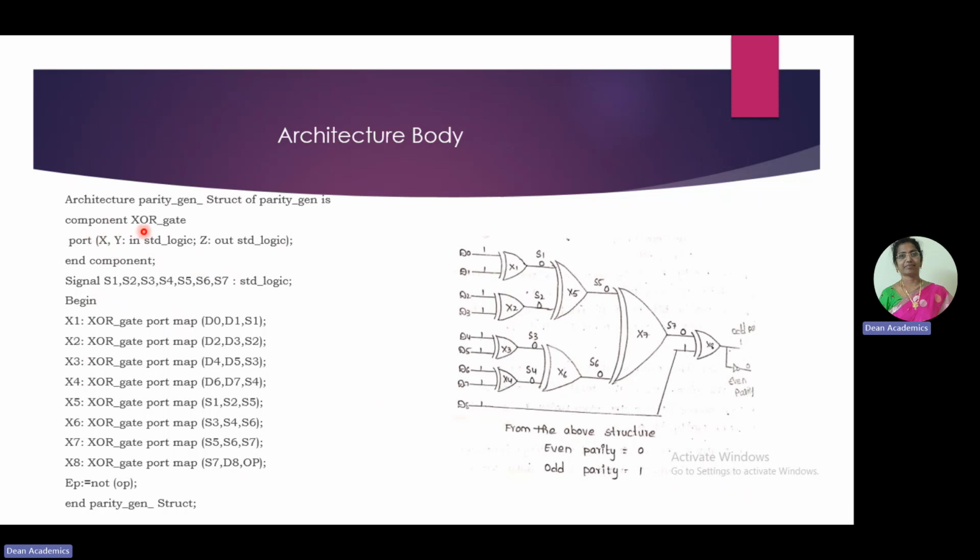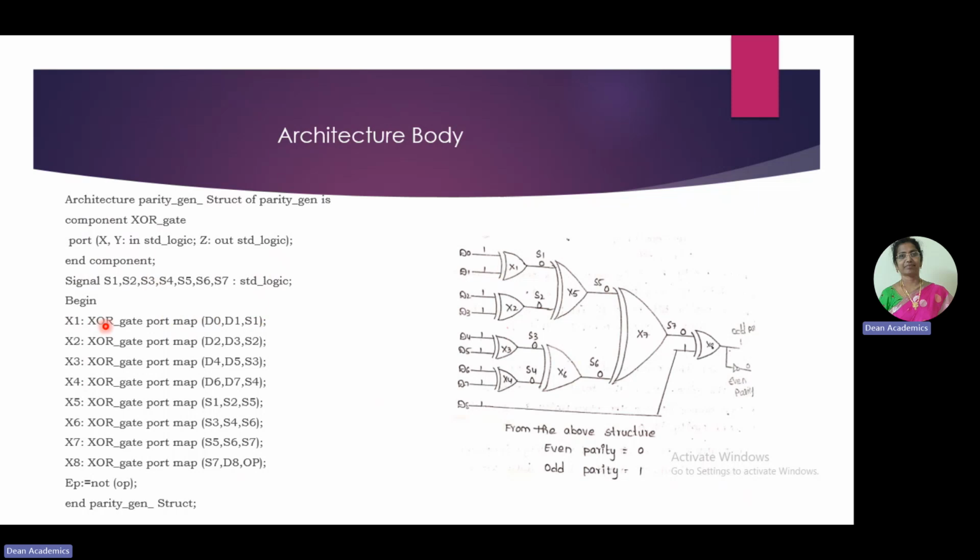Component XOR gate, and port X, Y are the input ports for the XOR gate with the standard logic data type, and Z is the output port with the standard logic data type. End component. Now the intermediate signals, we are using S1, S2, S3, S4, S5, S6, S7. All these signals are also of standard logic type. Now the architecture begin, and X1 is the exclusive OR gate, XOR gate port mapped with D0, D1, S1.